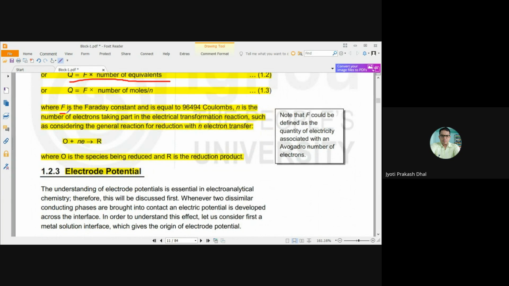Here F is the Faraday constant, equal to 96,500 coulombs, which we have already discussed, and N is the number of electrons taking part in the electrical transformation of the reaction. For example, the corresponding general reaction for the reduction with N electron transfer is: O, the oxidant, plus N electrons gives the reduced product R.